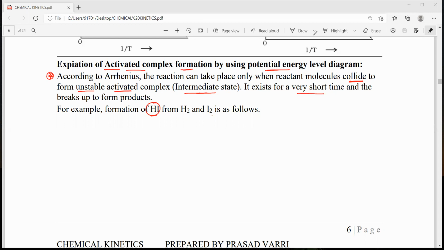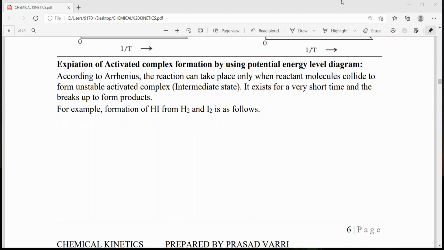So how does the activated complex form, dear students? Because the reactants are converted into products. Take any chemical reaction: how are the reactants converted into products? The reactant molecules collide with each other and undergo collisions. In those collisions, effective or fruitful collisions form a transition state, an intermediate or unstable activated complex. That unstable activated complex is short-lived, its lifespan is very, very small, and immediately the bonds between the reactants break and are converted into products.